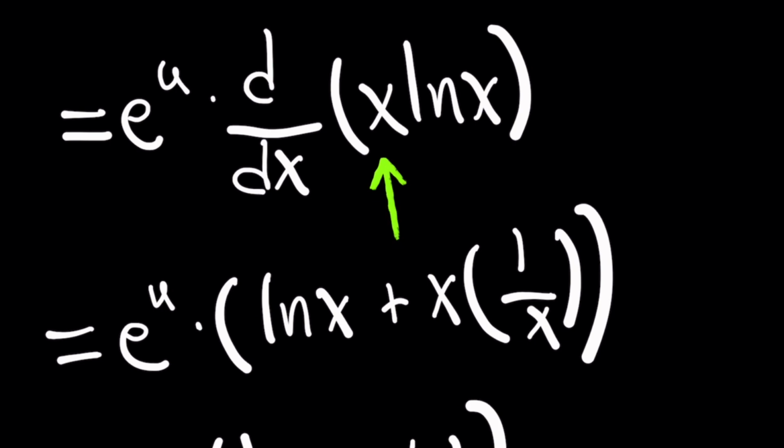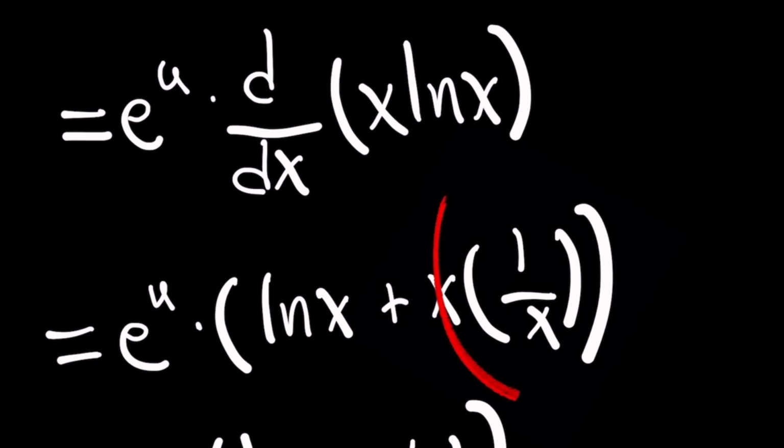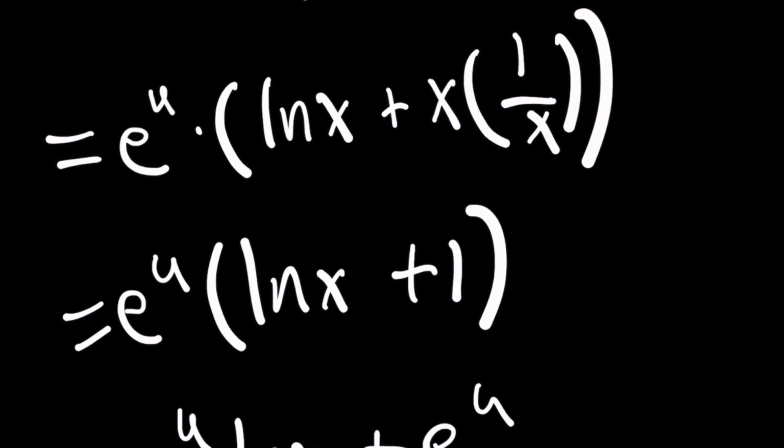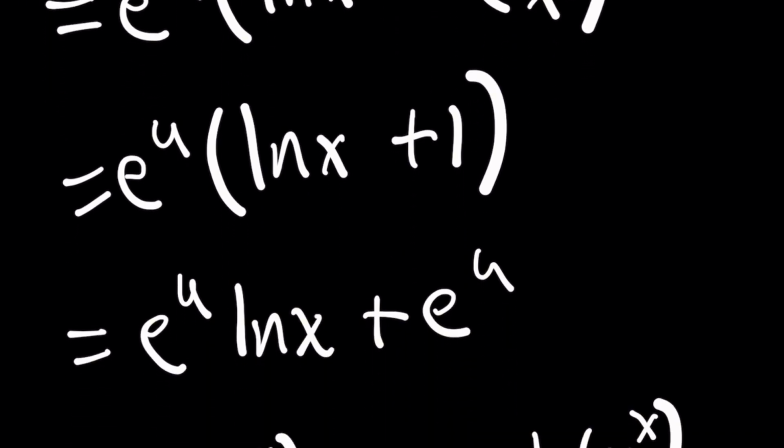which is the derivative of x, simplifying to 1, times natural log of x, plus the derivative of the right-hand side, which is taking the derivative of natural log of x, giving you 1 over x, times the left, which is x. And this simplifies further to e to the u times, in parentheses, natural log of x plus 1. And when we distribute e to the u through every term, this results in e to the u natural log of x plus e to the u.